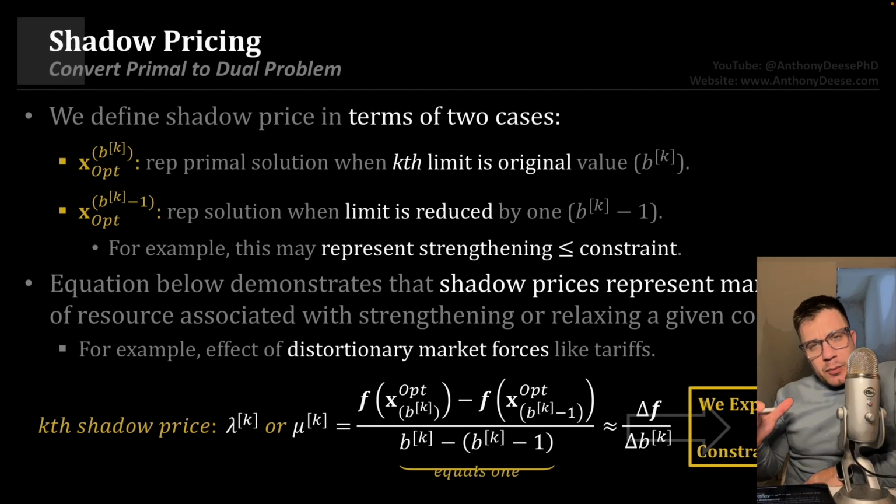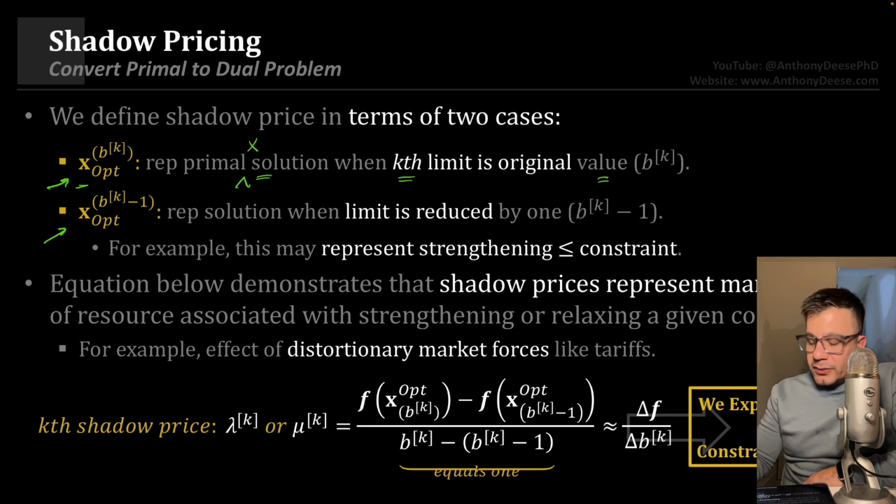So let's dive into shadow pricing a little bit deeper, and let's take a look at 2 different cases. I'll call this case A and case B. In the first case, we have an optimal solution which represents that optimal primal x solution when a kth limit is at its original value. So what is that going to look like? Essentially, it'll look something like this. We have A sub h times x minus b sub h should be less than or equal to 0. So that's the first case.